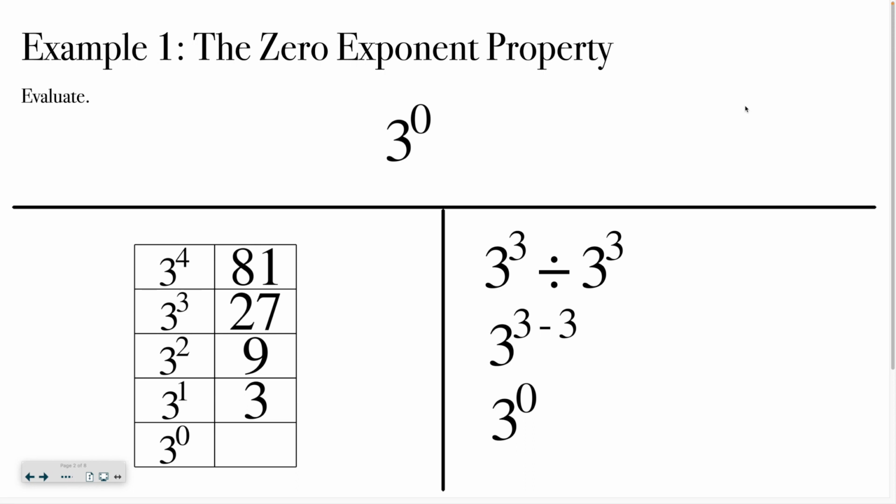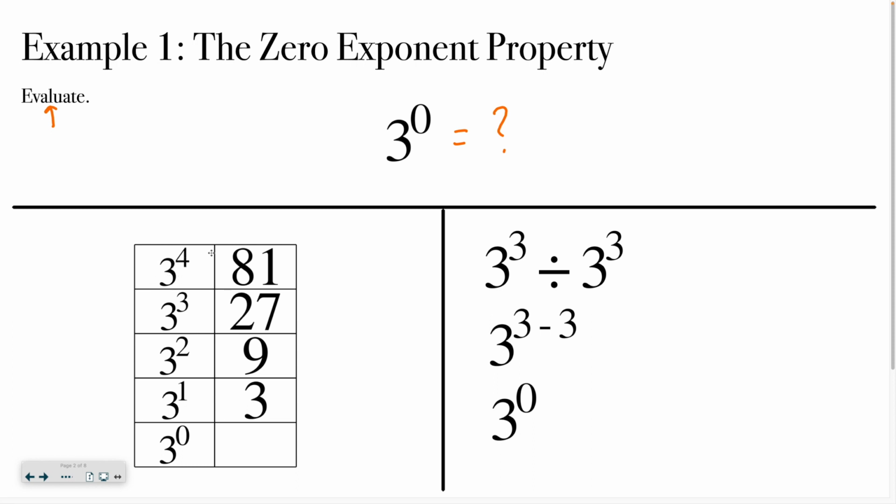Okay, so here you can see that we are told to evaluate 3 to the 0 power. So we're trying to figure out what 3 to the 0 power equals. You can see down below I have the screen split into two. I'm going to show you two different ways to give you some visuals to figure out what the 0 power does. Starting with this table on the left, I wrote out a bunch of different powers of 3.